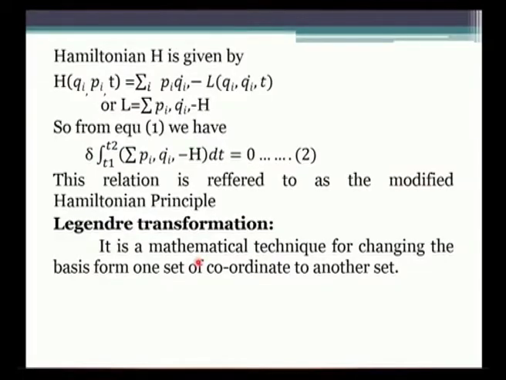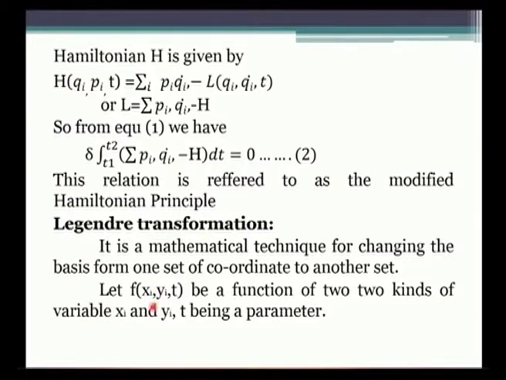Here this Legendre transformation is one of a special transformation. It is a mathematical technique for changing the basis from one set of coordinates to another, for example, from Cartesian coordinate system to spherical polar coordinate system or to polar coordinate system. For that, let us imagine a function f, which is a function of x_i, y_i, and t, a function of two kinds of variable x_i and y_i, and t being a parameter.